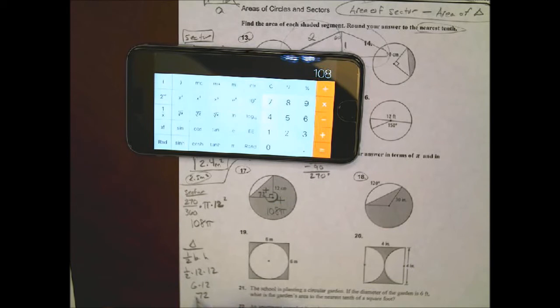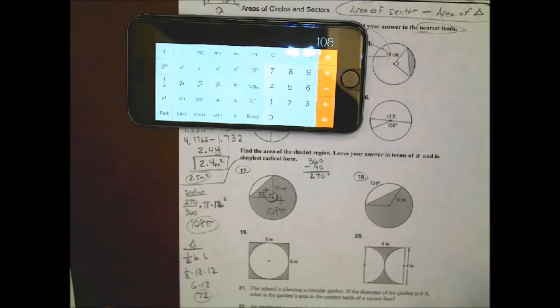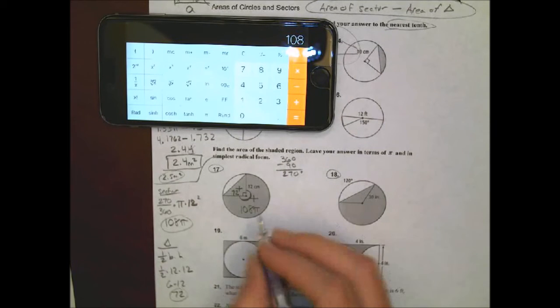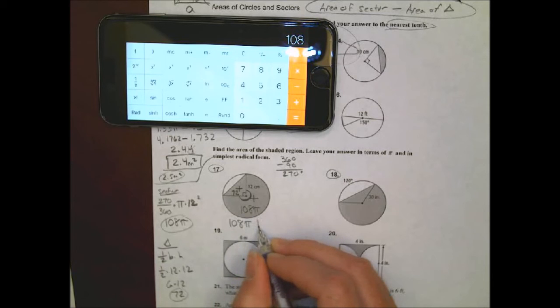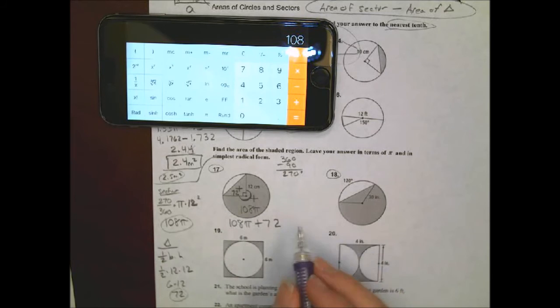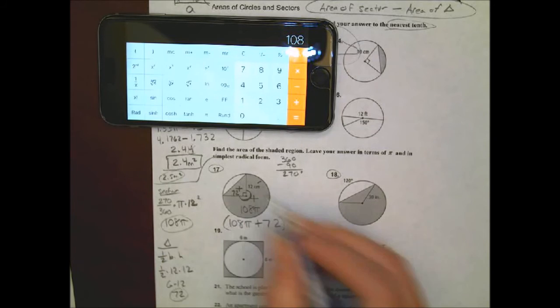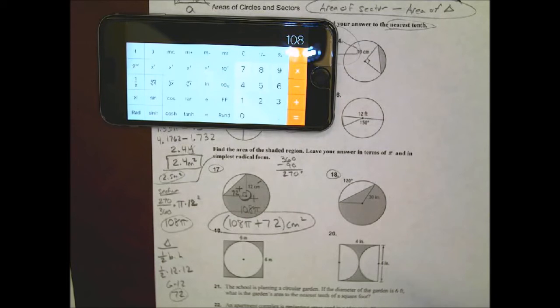And now I just want to add those two parts together. The directions say to leave it in terms of pi and in simplest radical form. So we would say for number 17 that it's 108 pi plus 72. And all of that is going to be centimeters squared. So that's my solution for number 17.